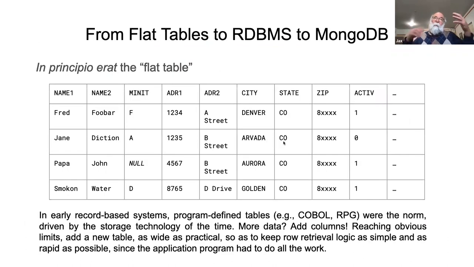Okay, so in the beginning, there were flat tables. If we go back to relational database systems, a row went left to right, and it was row after row after row in the table.